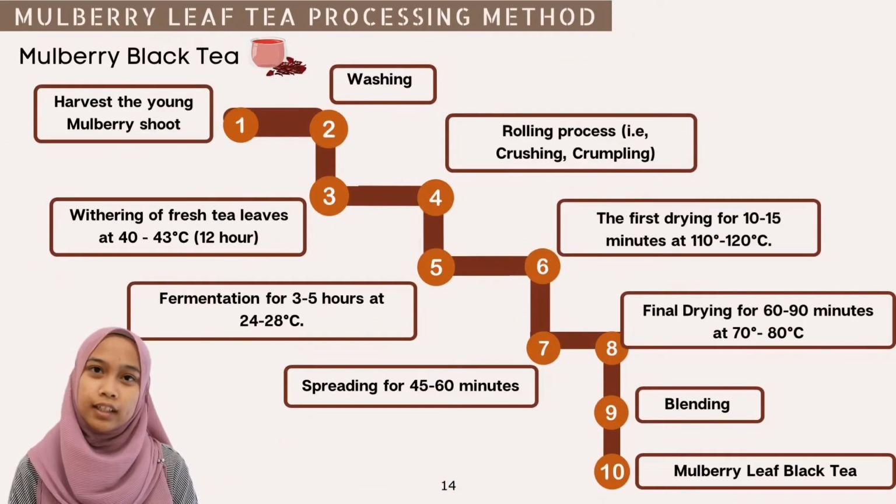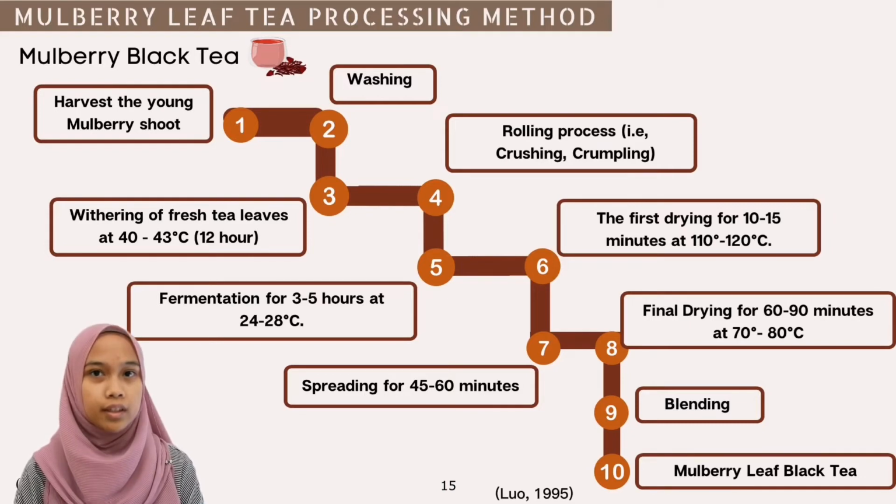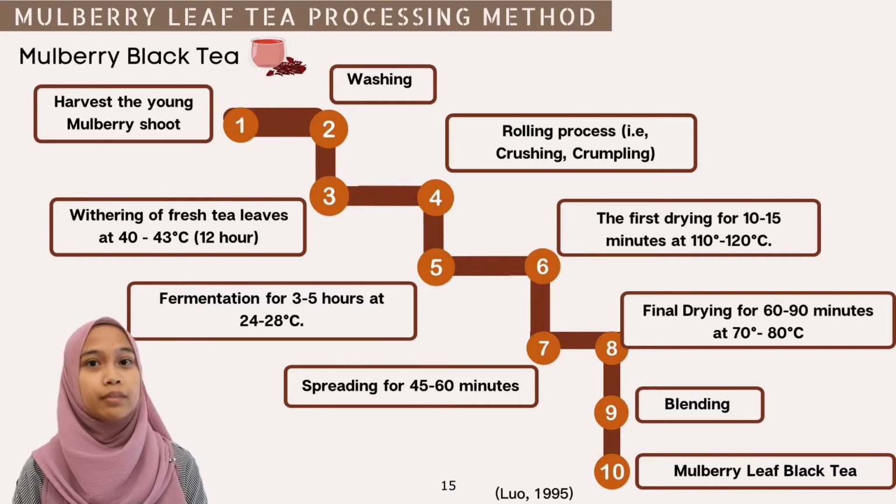Then, for the black tea, the process will start with harvesting and washing the leaf. Then, proceed to the withering and rolling process before continuing to the fermentation and drying process. Then, the leaf will be spread before the final drying is applied. Then, the leaf will be blended to obtain the desired tea form.